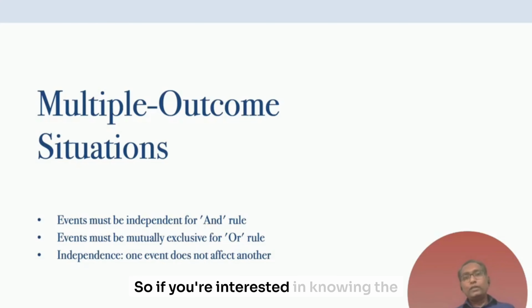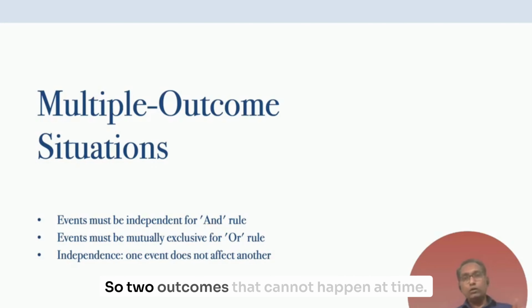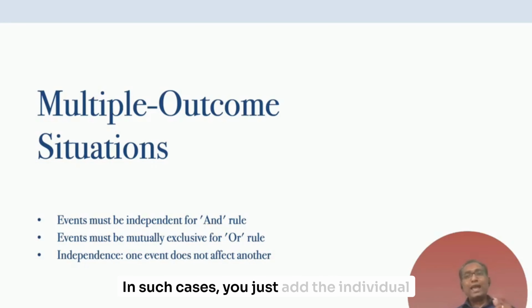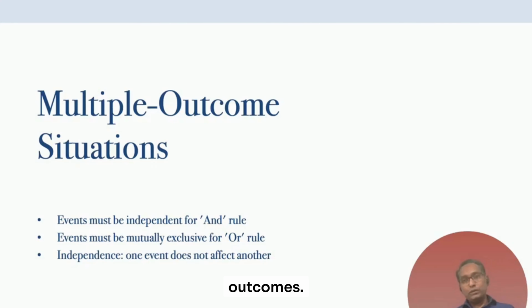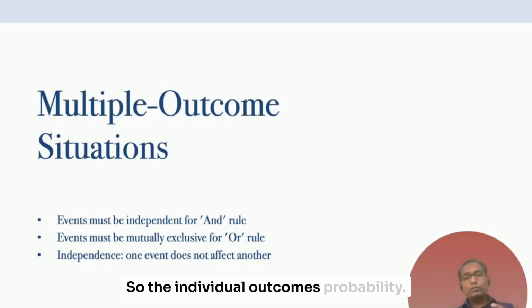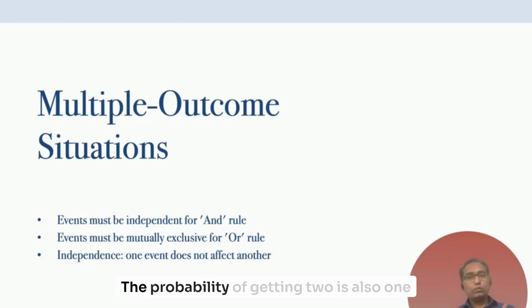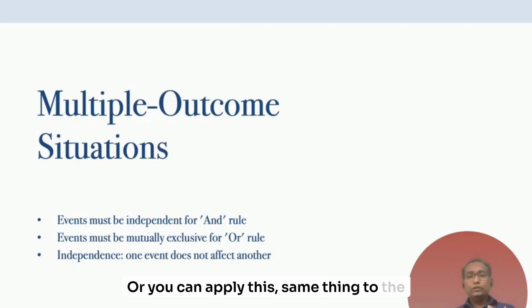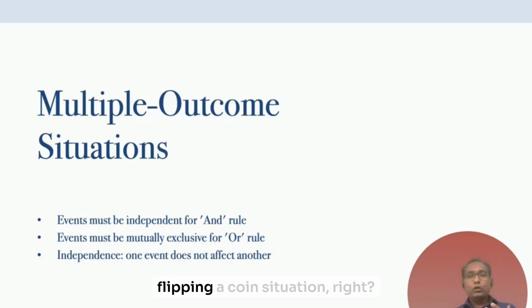So if you're interested in knowing the probability of rolling a 1 or a 2 on a die, these are two outcomes that cannot happen at the same time. So these are mutually exclusive outcomes of an event. What do you do in such cases? You just add the individual outcomes' probabilities. So the probability of getting 1 and the probability of getting 2. The probability of getting 1 is 1 over 6. The probability of getting 2 is also 1 over 6. And you add these two, you get 2 over 6. 2 over 6 is 1/3, or 0.33.